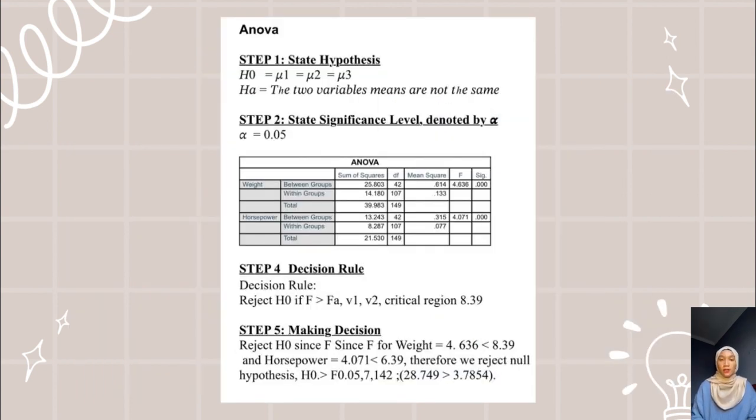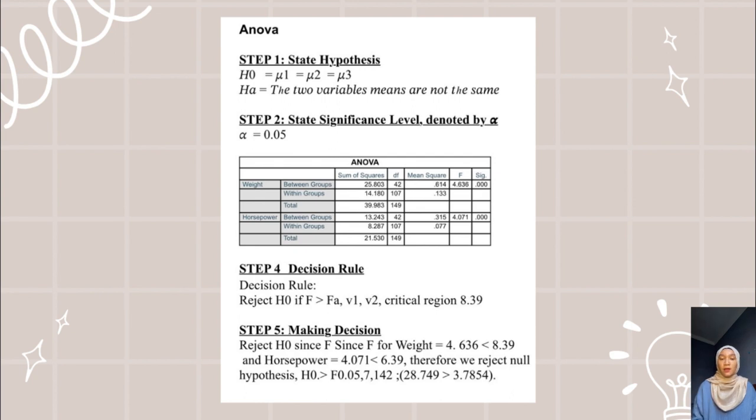ANOVA, step 1, state hypothesis. H origin: H1 equal to H2 and equal to H3. HA: the variable means are not the same. Step 2, state significance level, denoted by alpha. Alpha equal to 0.05. Step 4, decision rule. We reject H origin if F is more than F alpha, v1, v2, critical region, 6.39.